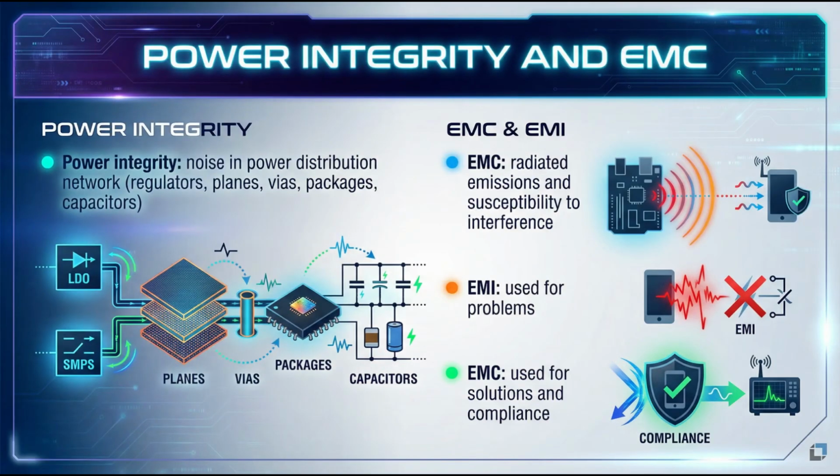Power integrity and EMC. Power integrity deals with noise in the power distribution network, everything from voltage regulators to planes, vias, package leads, and decoupling capacitors. Electromagnetic compatibility, or EMC, deals with radiated emissions leaving the product and susceptibility to interference from the outside world. When we talk about problems, we often say EMI. When we talk about solutions and compliance testing, we usually say EMC.